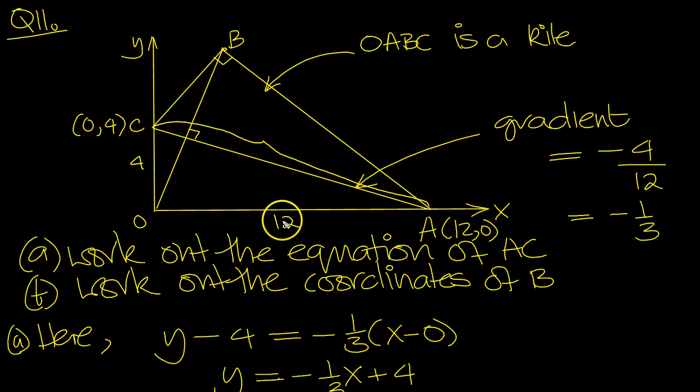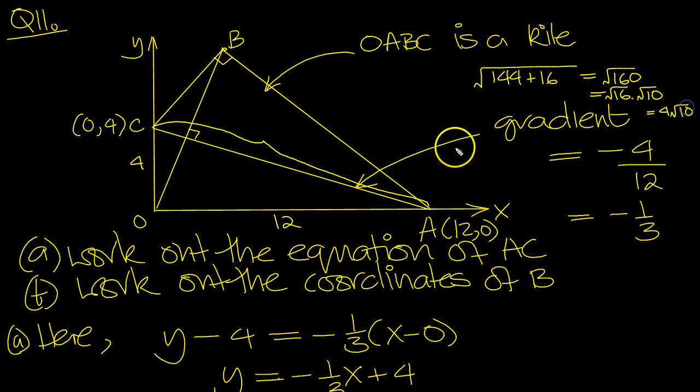Use Pythag. 12 squared is 144, and 4 squared is 16. So here, I just put it up here. We've got 144 plus 4 squared is 16. Add them together, you get root 160. That's root 16 times root 10. And that equals 4 root 10. So this entire length is 4 root 10. Okay, I don't know if that helps us much. This is 4.